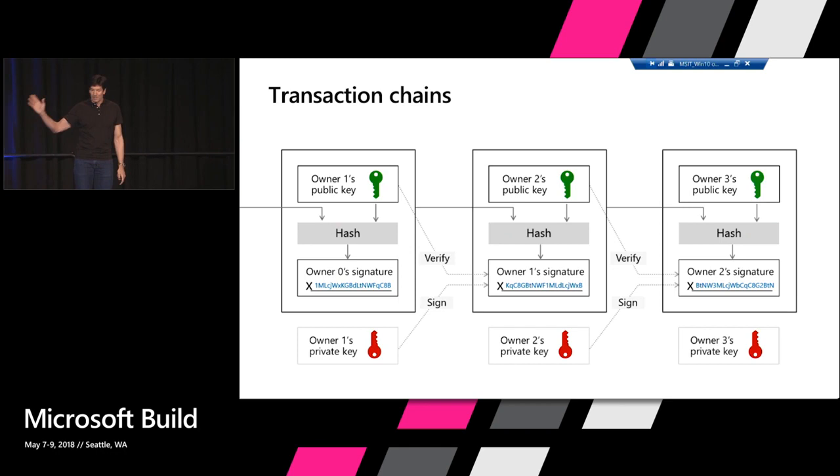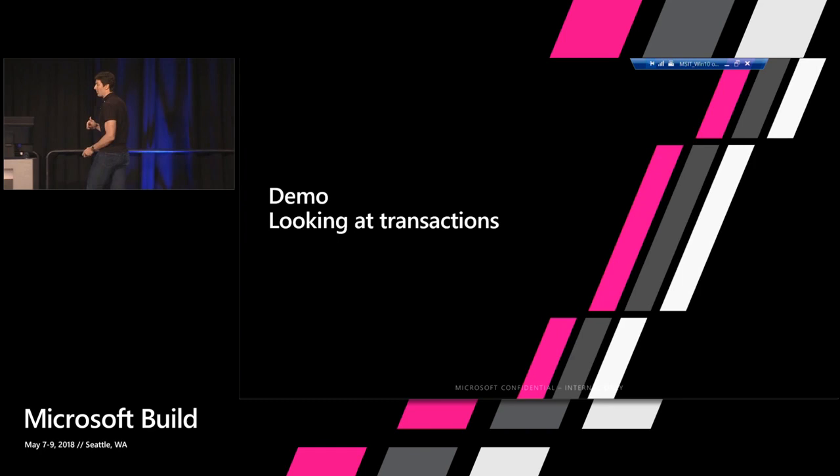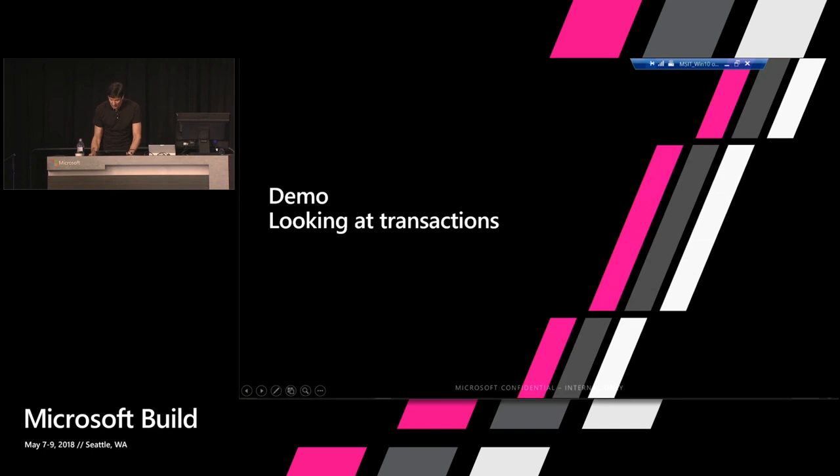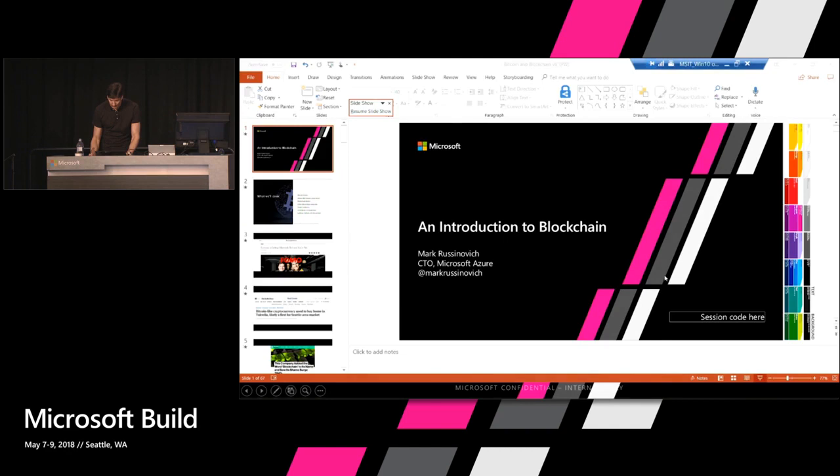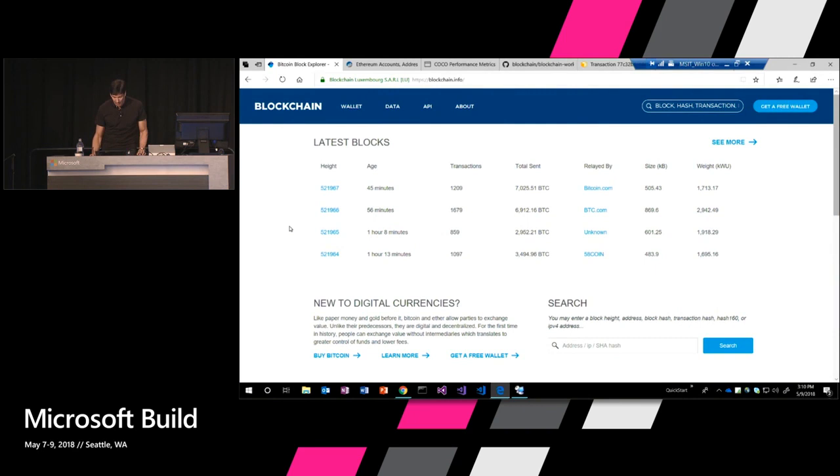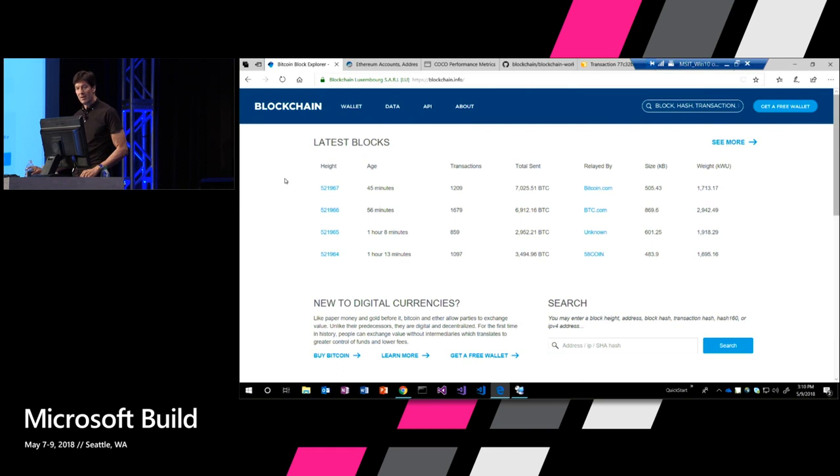Now, I haven't gotten to what a blockchain is. We're going to come back and look at that in a second, but I want to show you how you can explore transactions. There's a bunch of different tools to go explore transactions on public blockchains. And I've got this site here, blockinfo.info. It's a great site for just exploring the Bitcoin blockchain.